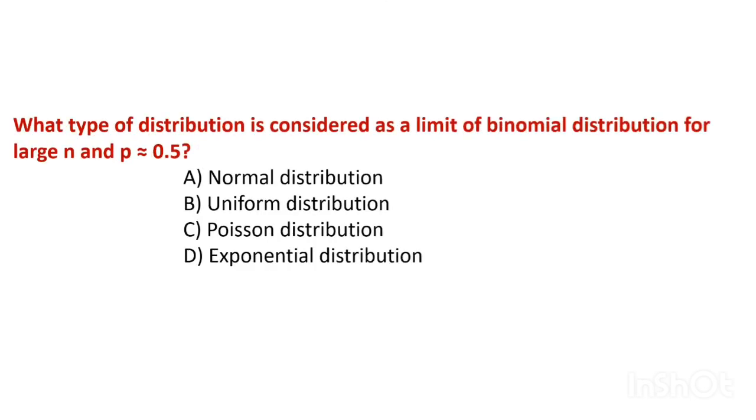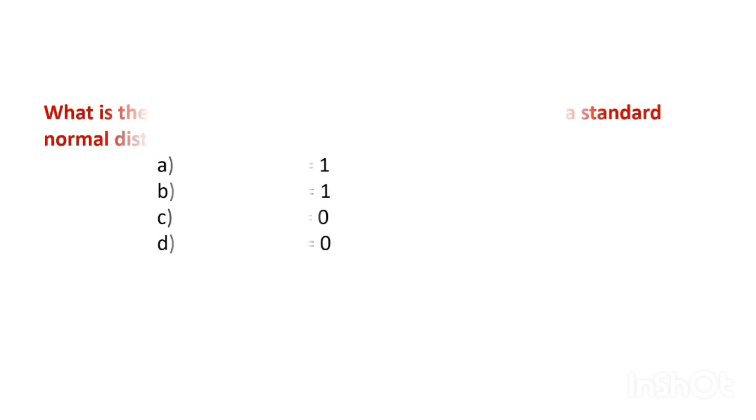Correct answer is B. What type of distribution is considered as a limit of the binomial distribution for large n and p equal to 0.5? The binomial distribution approaches the normal distribution as n becomes large and p is about 0.5. It is only the normal distribution. Correct answer is option A.